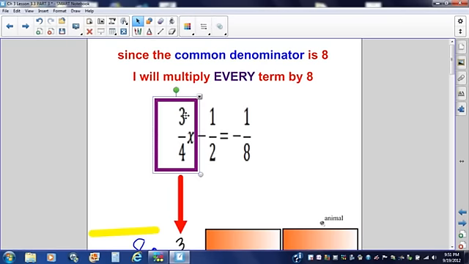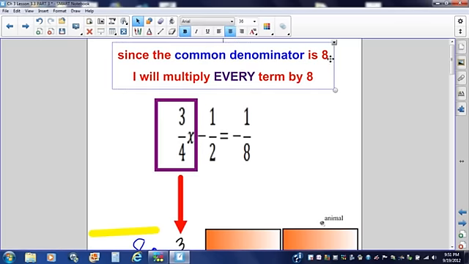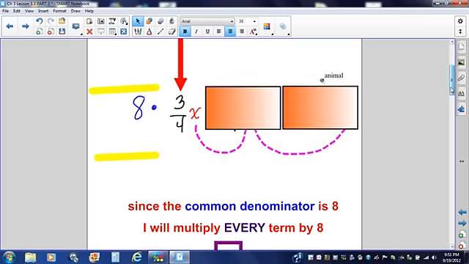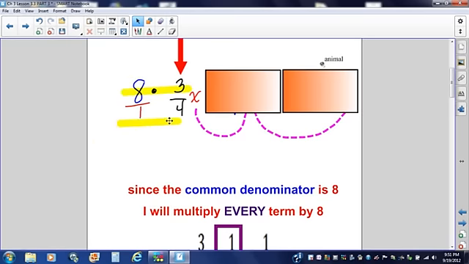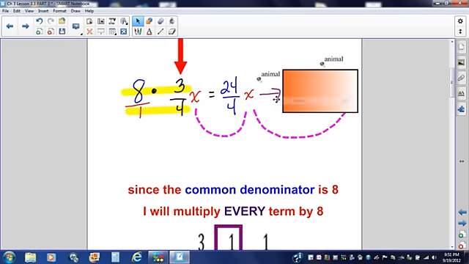So the first term is 3/4 x. I'm going to multiply 3/4 x by my common denominator, which is 8. In order to do that, we are going to make this a fraction with a denominator of 1. Now, I'll simply do top times top, bottom times bottom. Multiplying fractions ain't a problem. When I do 8 times 3, that will give me 24. When I do 1 times 4, that will give me 4.